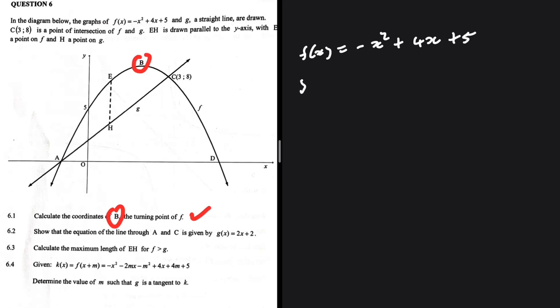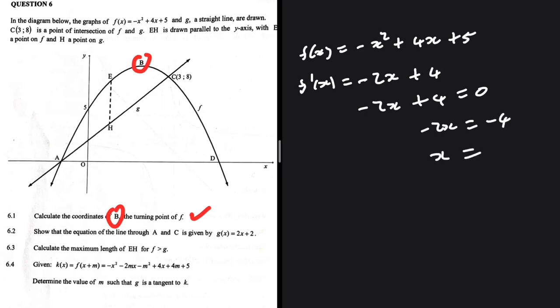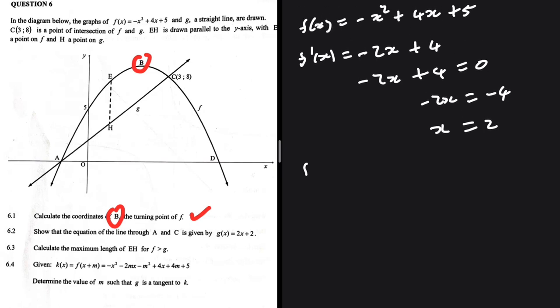So we can find f prime of x, which is going to be equal to minus 2x plus 4. And then we equate this to 0, right? So it should be easy to see that minus 2x is equal to minus 4, x is equal to 2. That is the x value of B. Now let's go ahead and find the y value of B. So we substitute 2 into f of x, not f prime of x, but actually f of x. So we're going to have minus 2 squared plus 4 multiplied by 2 plus 5.